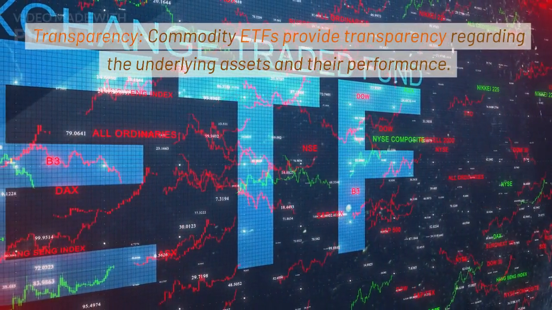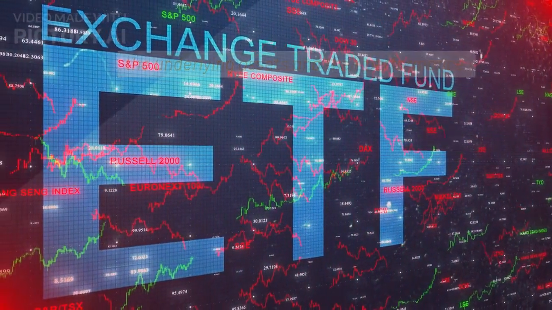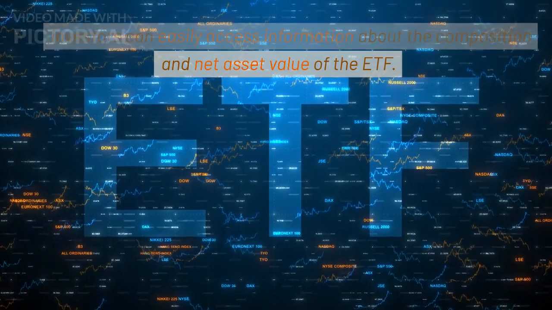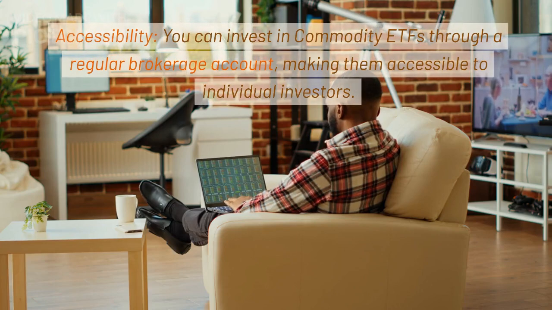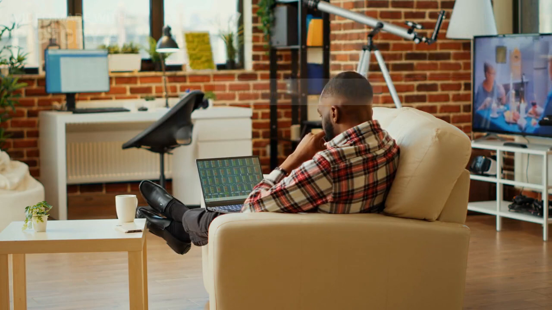Transparency. Commodity ETFs provide transparency regarding the underlying assets and their performance. Investors can easily access information about the composition and net asset value of the ETF. Accessibility. You can invest in commodity ETFs through a regular brokerage account, making them accessible to individual investors.